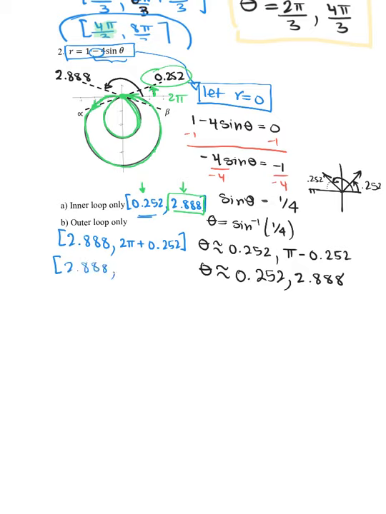So don't leave it like 2 pi plus. Go ahead and actually find that value. And so that would be 6.535, okay? And that would be my outer loop.